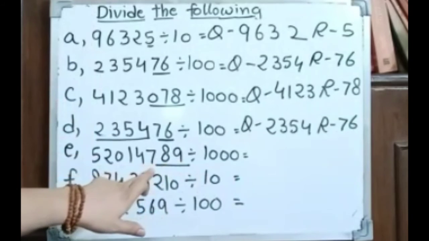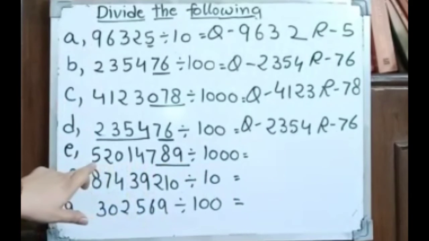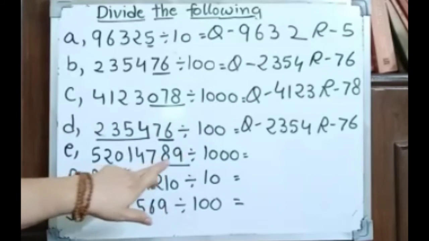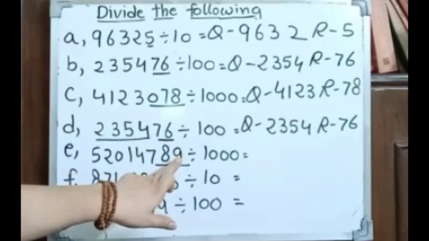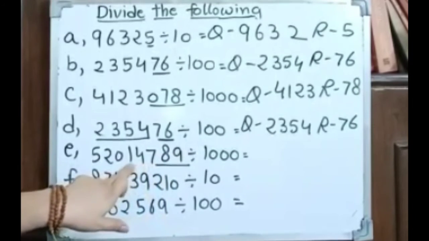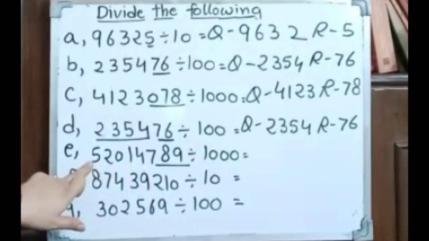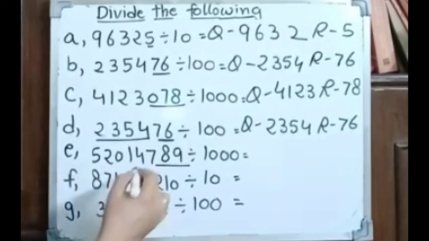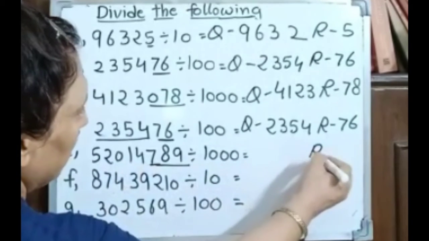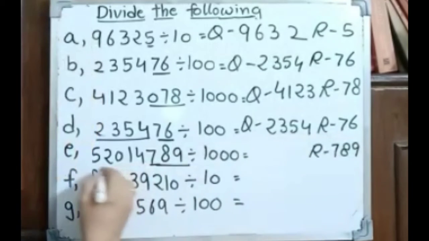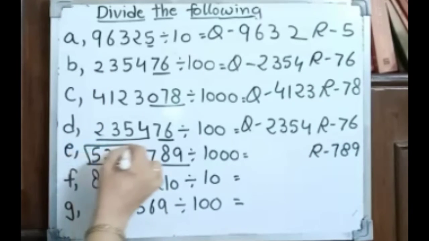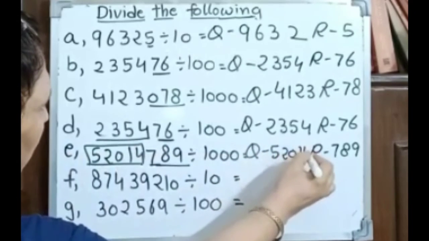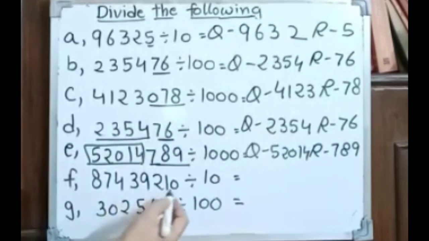Now here we have this one. So ones, tens, hundreds, thousands, ten thousands, lakh, ten lakh, crore. How to read the number? Start from here, a very large number. In your mind you count ones, tens, hundreds, thousands, ten thousands, lakh, ten lakh, crore. So the number is 5 crore 20 lakh 14,789. So 789 is the remainder and the rest is the quotient, 52014.